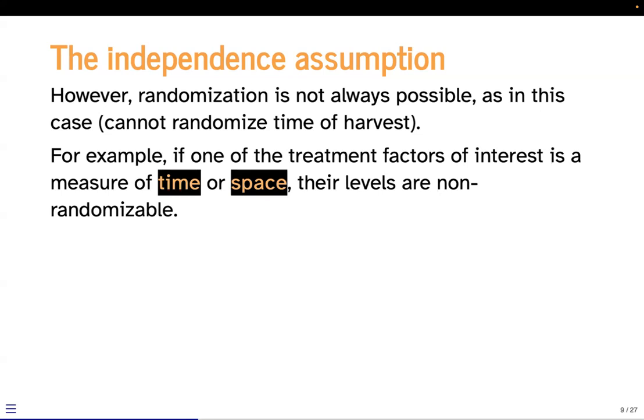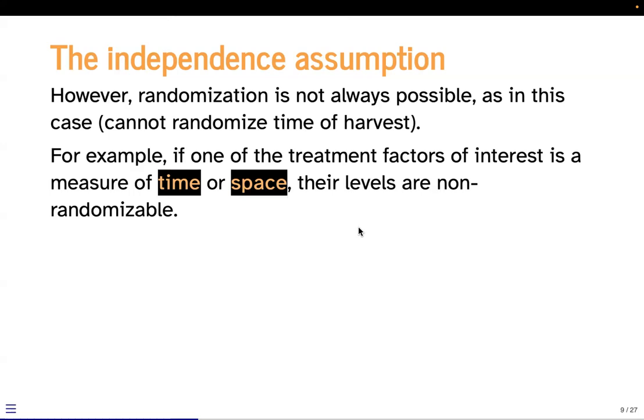However, randomization is not always possible. And in this case, our motivation example is a good example of that, because we cannot randomize time of harvest, right? I cannot say that I first harvested, I don't know, at 100 days, and then I came back later and harvested in 90 days. It does not work that way. Time is a one-directional dimension. So we cannot really randomize that.